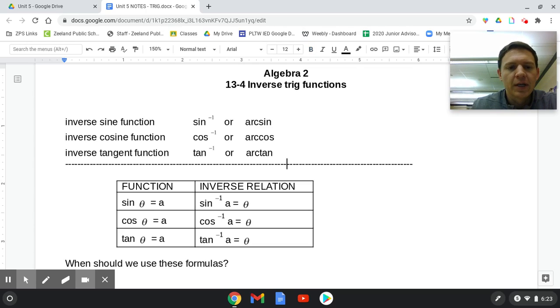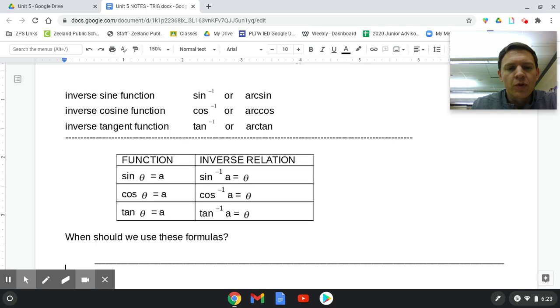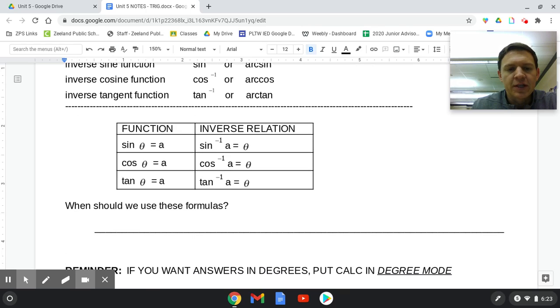Let's go down a little bit. So the original functions, if we're just looking at this table here, sine of theta equals some number. In the previous lesson you saw fractions. So sine of theta equals some fraction, opposite over hypotenuse. Cosine of theta equals some fraction, just a number, adjacent over hypotenuse. And tangent of theta equals opposite over adjacent. Those fractions are just numbers, right? A number.